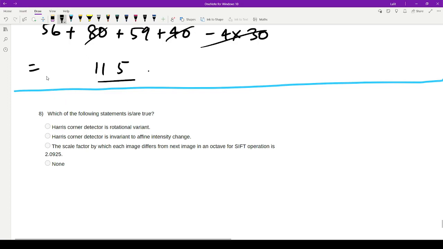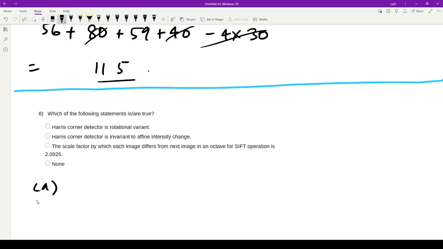Okay, so move on to the next question. Which of the following statements is or are true? Harris corner detector is rotational variant. Is it right or wrong? Wrong, it's rotational invariant.